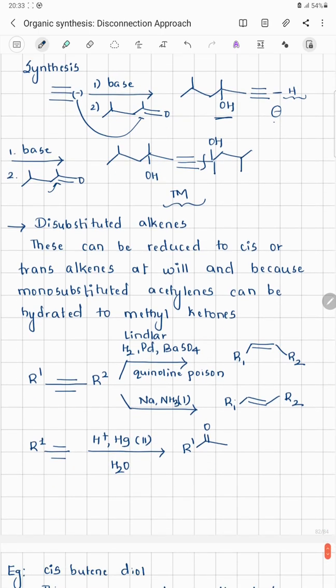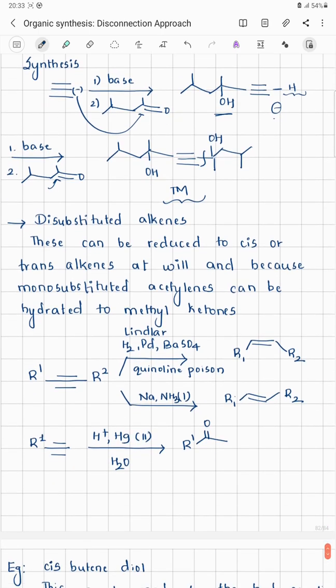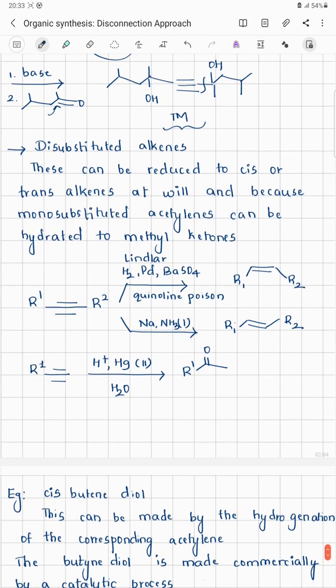Now in the same way, disubstituted alkenes can also be synthesized. If I say disubstituted alkenes, definitely there will be two choices. Through an alkyne system, I am trying to synthesize disubstituted alkene systems. Either it can be a cis-alkene system or a trans-alkene system at will, because monosubstituted acetylenes can be hydrated to methyl ketones. We can observe that the acetylenic system, that is C triple bond C, upon reduction can easily be converted into its respective C double bond C system.